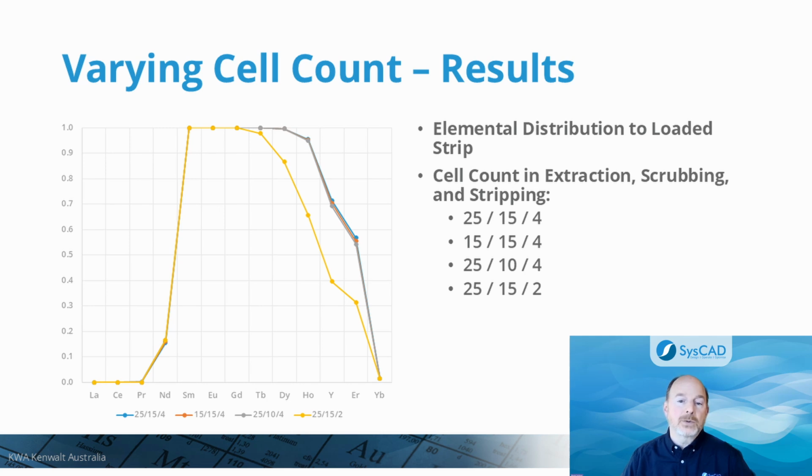In some of the cases shown, changing the cell count did not affect elemental reporting. That behavior indicates that there were more cells than needed. It is notable that operating conditions, feed composition, and other factors may affect the required cell count.